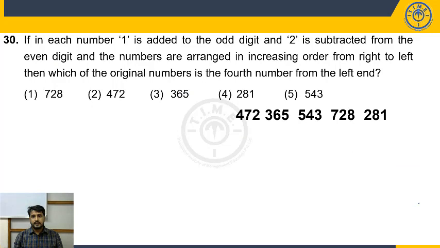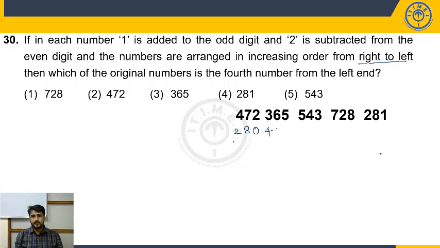In each number, 1 is added to the odd digit and 2 is subtracted from the even digit, and the numbers are arranged in increasing order from right side to left side. You have to be careful, left to right or right to left. Then which of the original numbers is the fourth number from the left hand? Let's see. First, 1 is added to the odd digit, 2 is subtracted from the even digit. 2 is subtracted, so 2. 4 minus 2, 2. And 1 is added, so 8, 0. 1 is added, so 4.